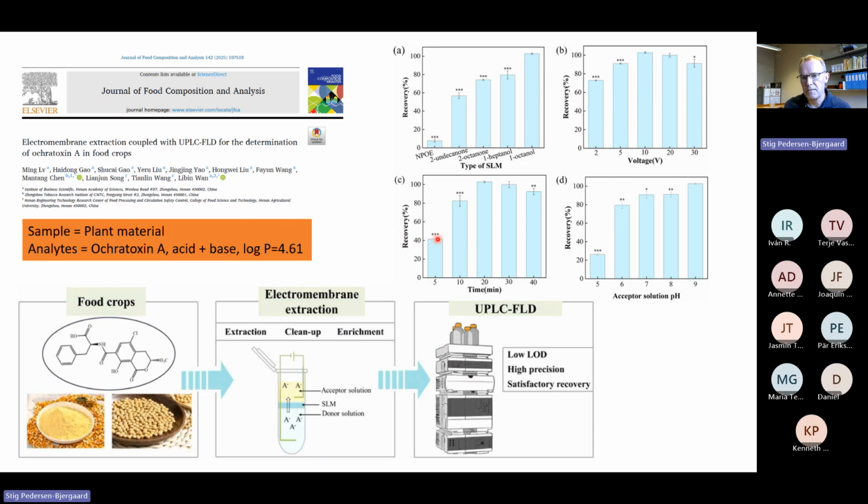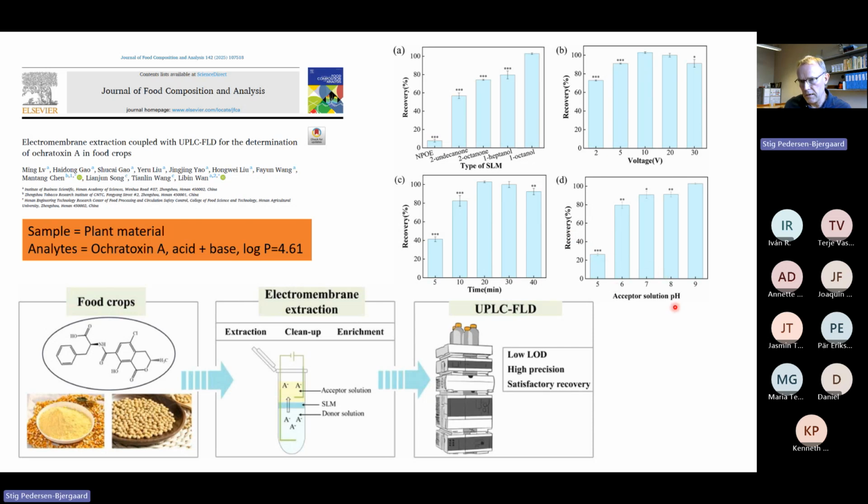Also, they optimize time, and again, extraction recovery is increasing with time up to a certain level where the system comes to equilibrium, in this case after 20 minutes. And also here, if you continue the extraction, you might lose a little bit of recovery because pH is changing in the system if you do very long extraction.